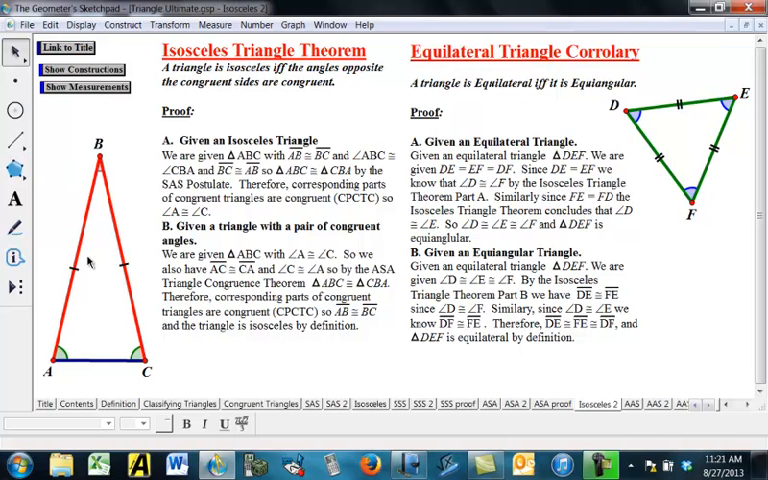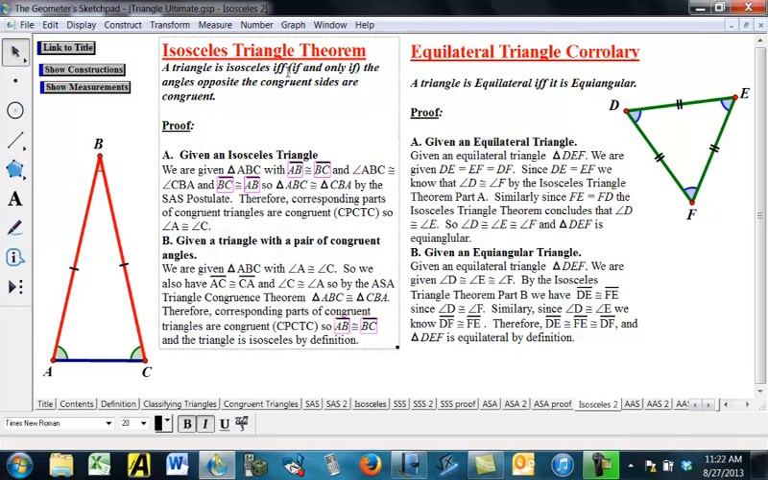So IFF is short for if and only if. Okay, in fact, maybe I'll write that down. That means if and only if. So a triangle is isosceles if and only if the angles opposite the congruent sides are congruent. In other words, it has a pair of congruent sides if and only if it has a pair of congruent angles. And of course what that means is for equilateral triangle then, a triangle is equilateral if and only if it's equiangular. And you can see the proof written out there.